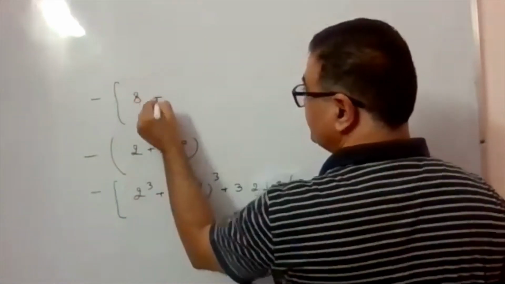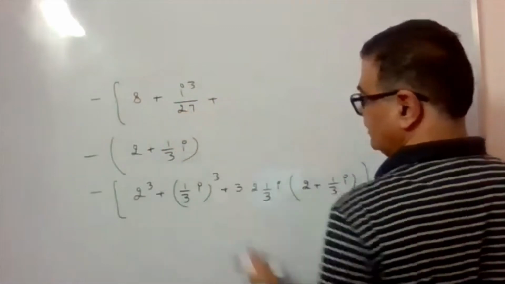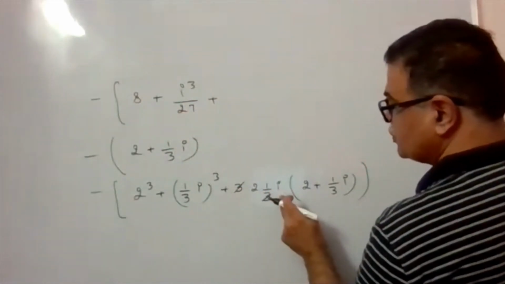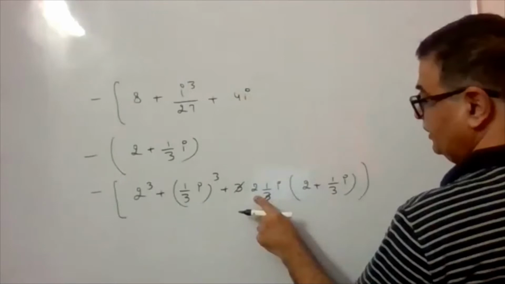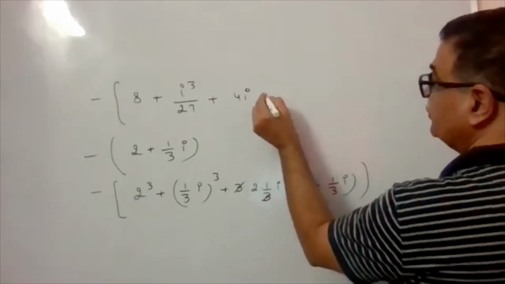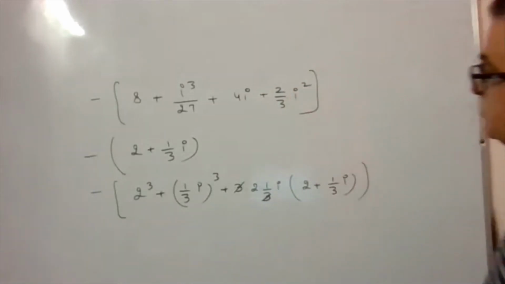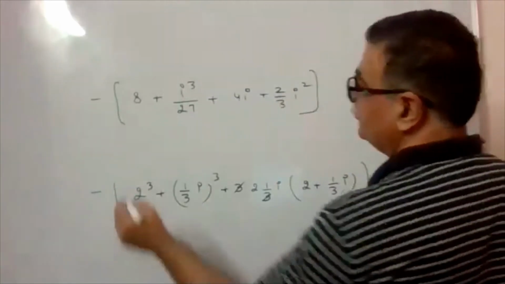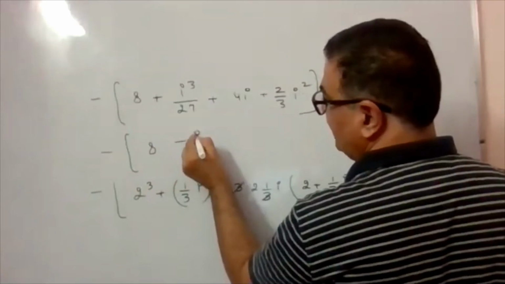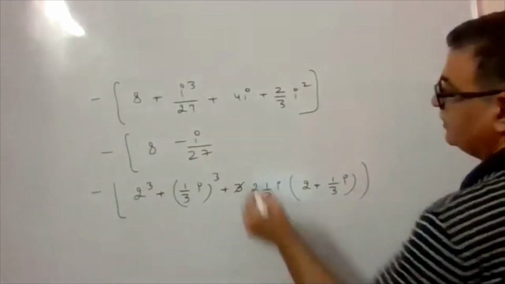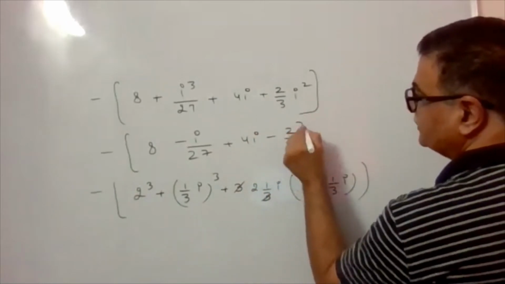This will be 8. This will be iota cube by 27. This 3 and 3 cancel out, so left is 2 iota. 2 iota multiplied with 2, so it will be left 4 iota. Then 2 iota multiplied with this, so 2 by 3 iota square. Now when you solve it, it will be minus, it will be 8. Iota cube is minus iota, so minus iota by 27. Then I got 4 iota, and this will be minus of 2 by 3.